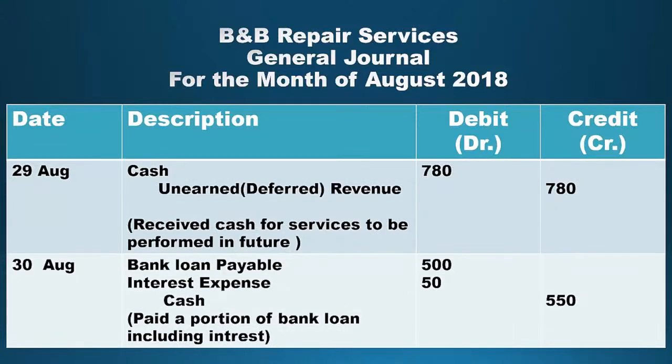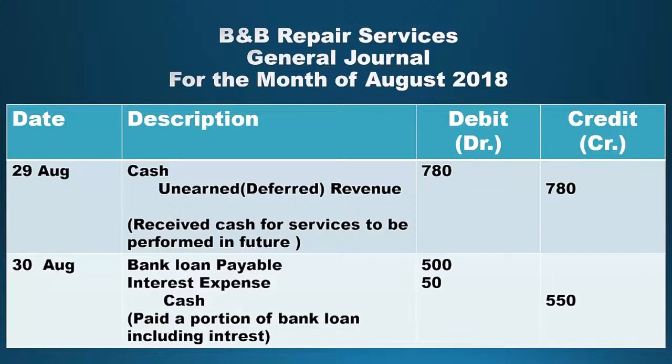August 29th, receiving cash for future services. Step 1. What happened? The company received $780 in cash from a customer for services they will perform in the future. Since the work hasn't been done yet, this amount is considered unearned revenue.